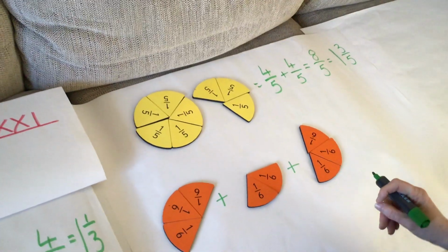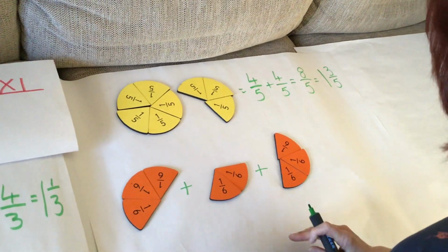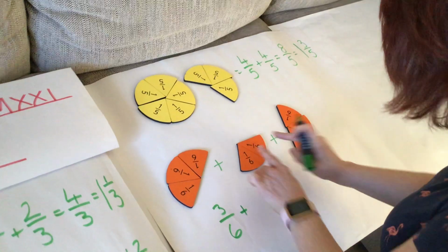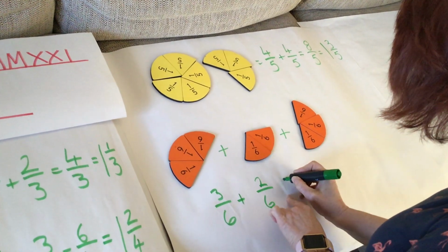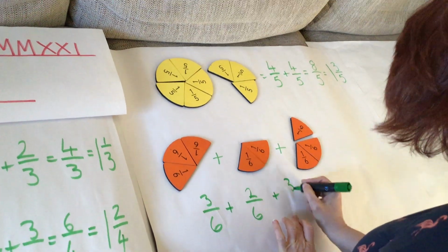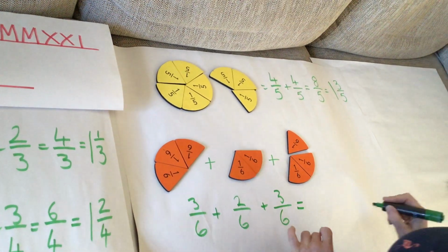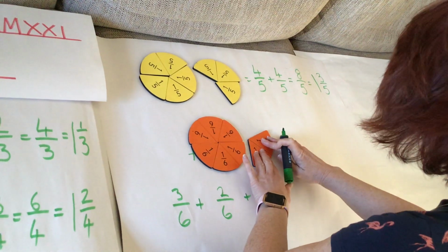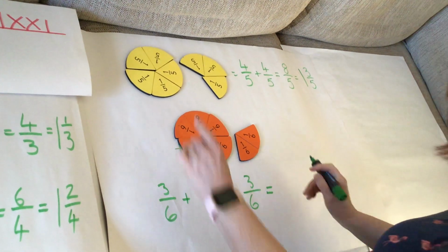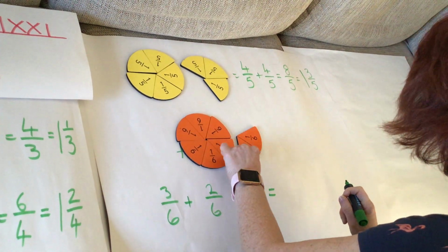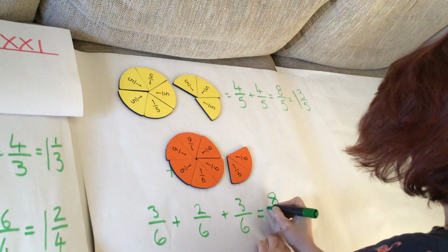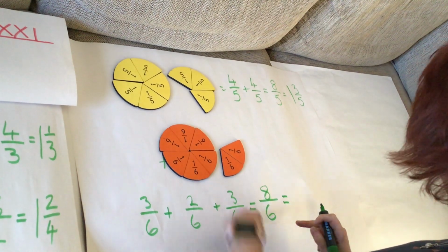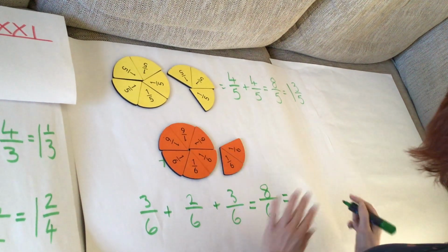Okay, now, bit of a harder one here. What have I got here? I've got 3/6 added to 2/6 added to 3 more 6ths. Okay, now I can bring all that together to add it together. How many sixths have I got? 1, 2, 3, 4, 5, 6, 7, 8/6. And I know that 8/6 is the same as, that's my improper fraction, 1 and 1/3.